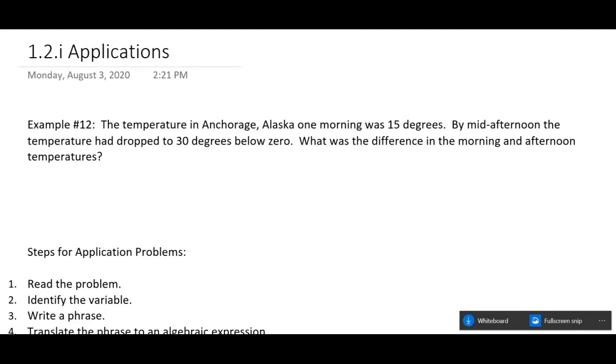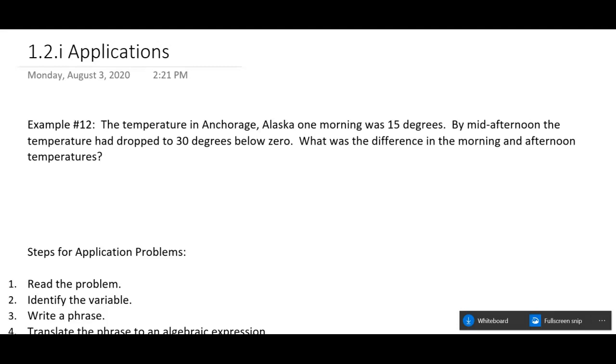Now we have an application problem. A lot of times the numeric expressions and equations don't just walk around the street waiting for us to solve them. We have to pull information from data that we have or a situation that we're trying to solve, a problem that we're trying to solve.